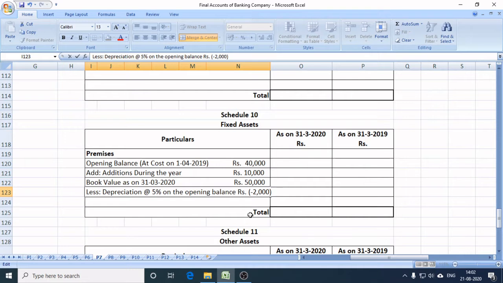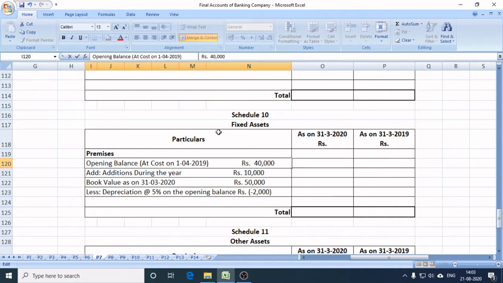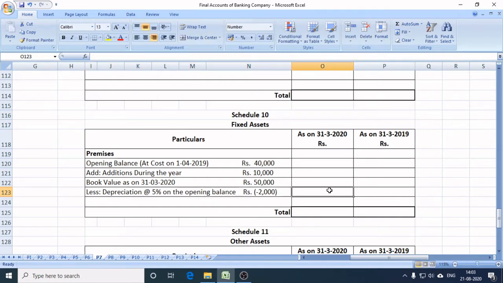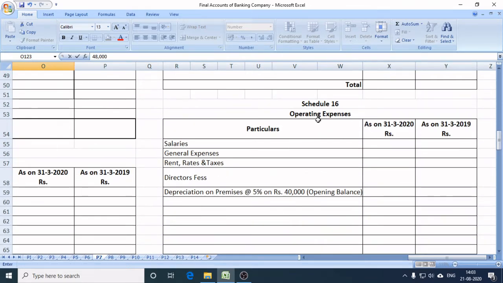We have to deduct that much amount from the balance of premises, and the balance of premises on 31st March is what remains. So let's deduct 2,000 from 50,000. The remaining balance of premises is 48,000. And the second effect of depreciation we should record under schedule number 16, that is operating expenses, rupees 2,000, 5% of 40,000.